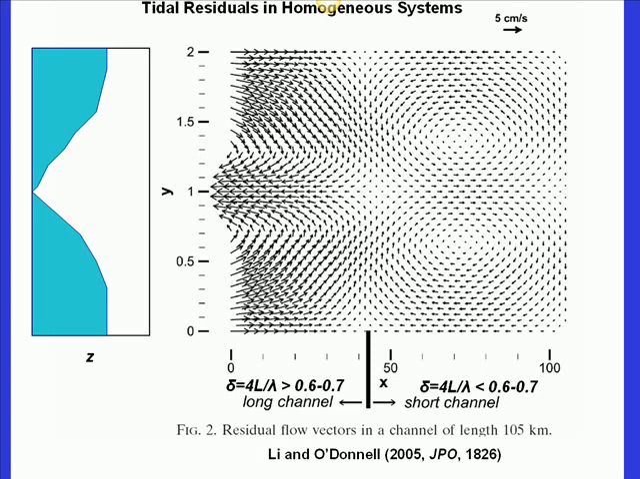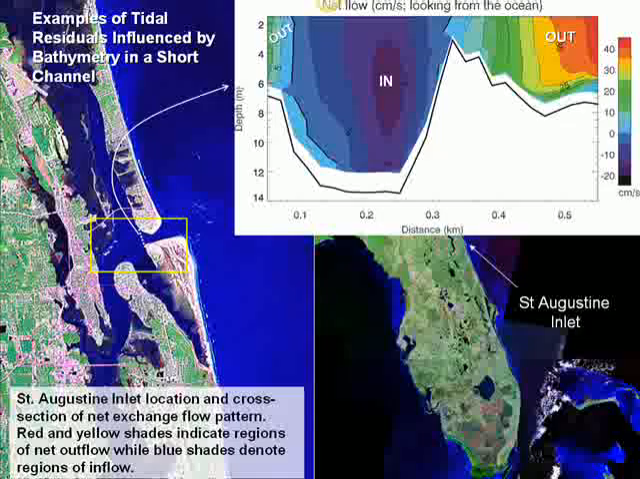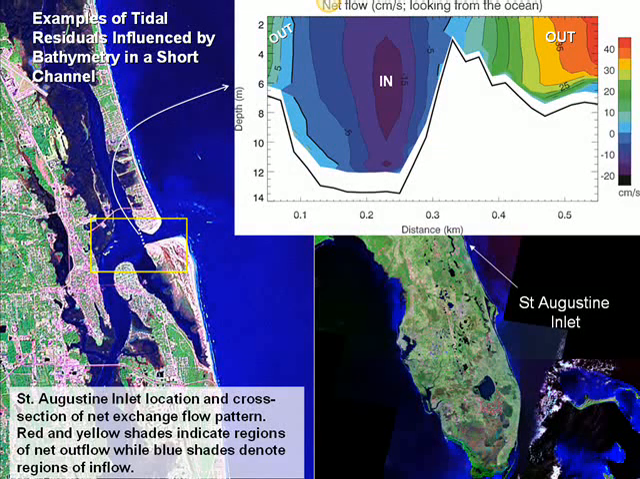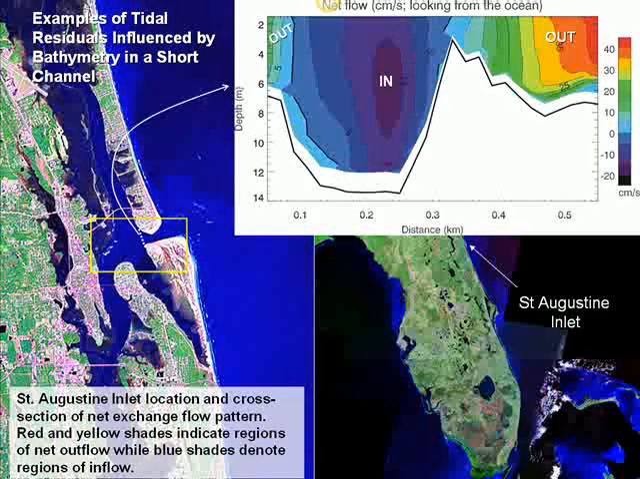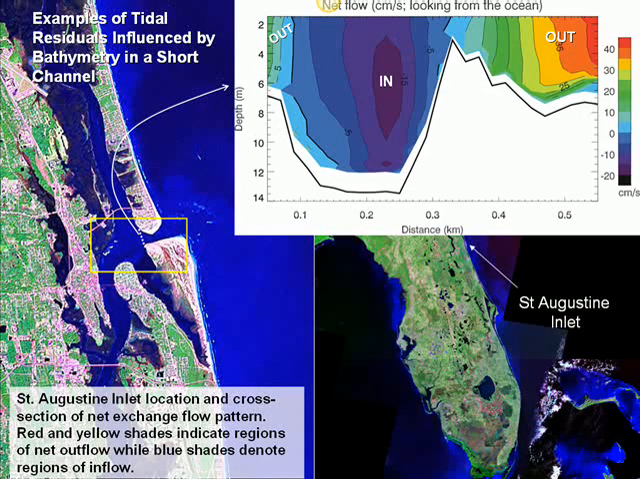Are these theoretical patterns observable? Do you think they're observable? Well, let's see if they're observable. I'm going to show you a couple of examples, actually several examples of tidal residual flows. The first comes from St. Augustine Inlet, which is a short channel, and we can say that because the tidal wave is standing. The flows and sea level are close to 90 degrees out of phase with each other, so that's why we can say that it's a short channel.